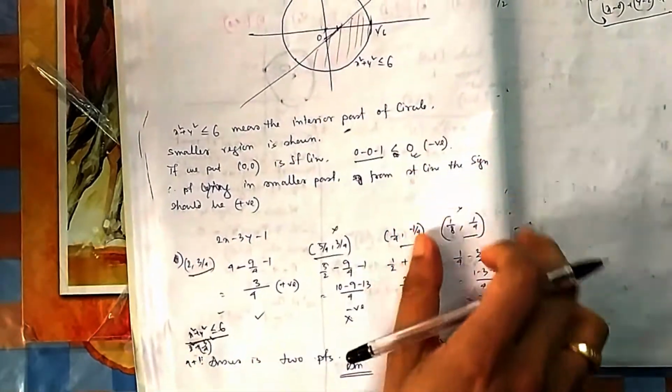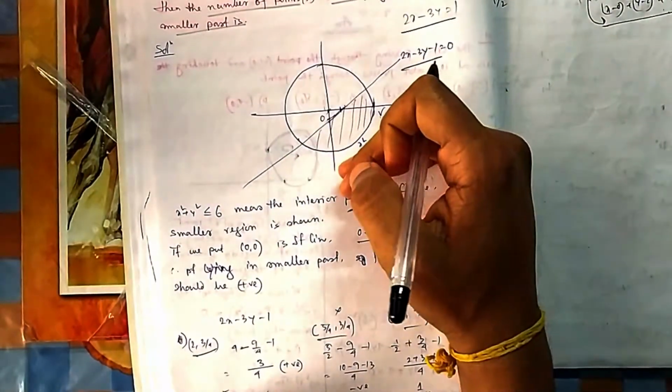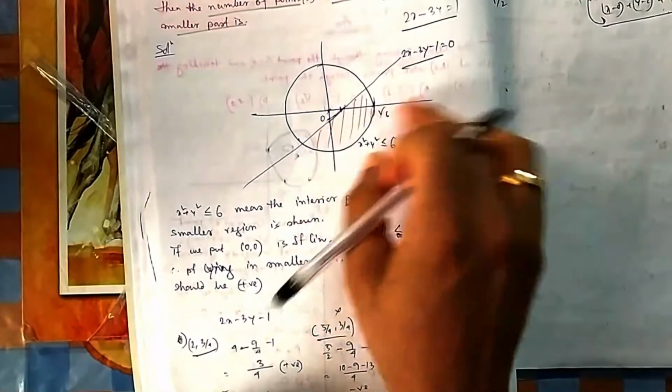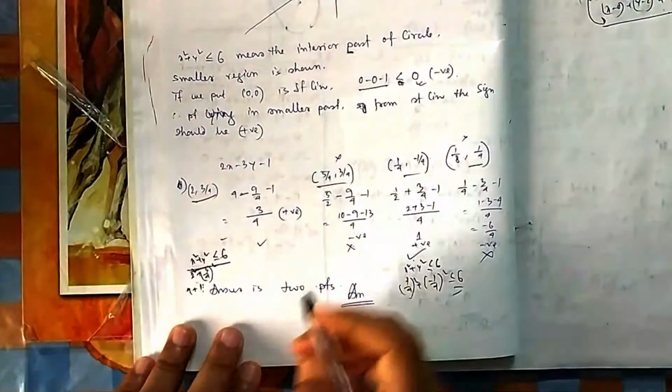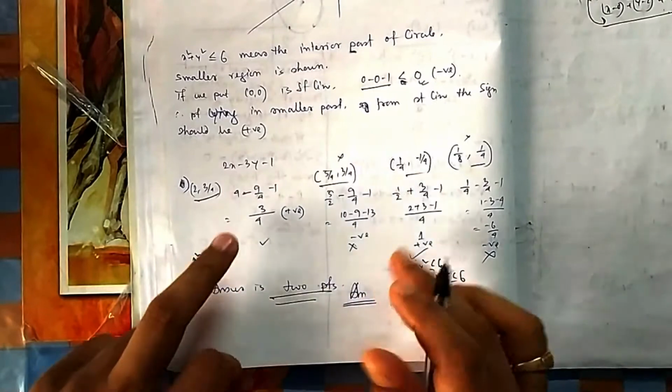These are satisfying the straight line condition. This is lying below the straight line. This is lying inside the circle. So this is in that region. So that's why, what is your answer? There are 2 points. These two.